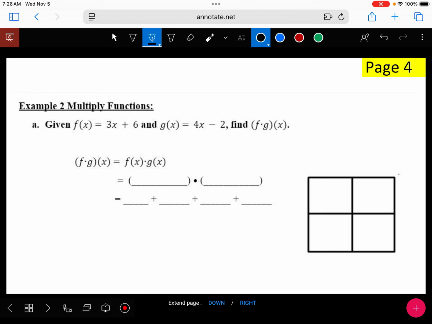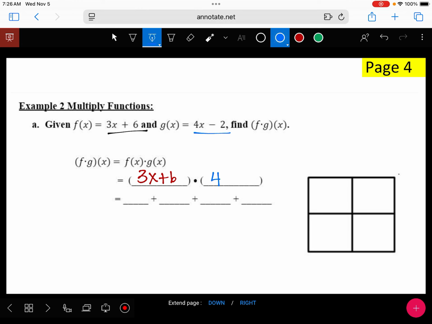All right, so we got our f of x and we got our g of x. This time we're multiplying. So this little dot in the middle, that tells me we're multiplying. So I'm going to take my f of x function, which is 3x plus 6, and I'm going to multiply that by my g of x function, which is 4x minus 2. So let's go ahead and put it in our box.